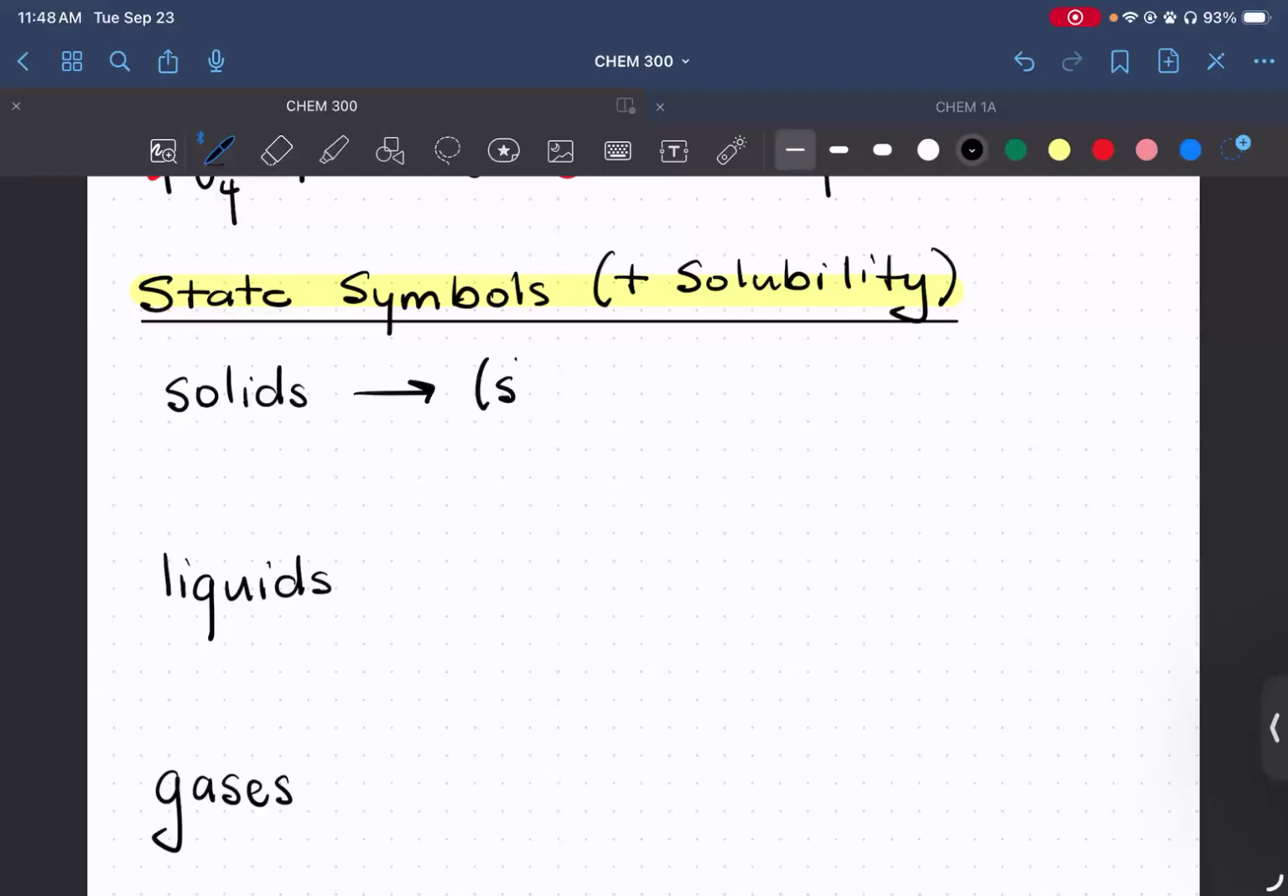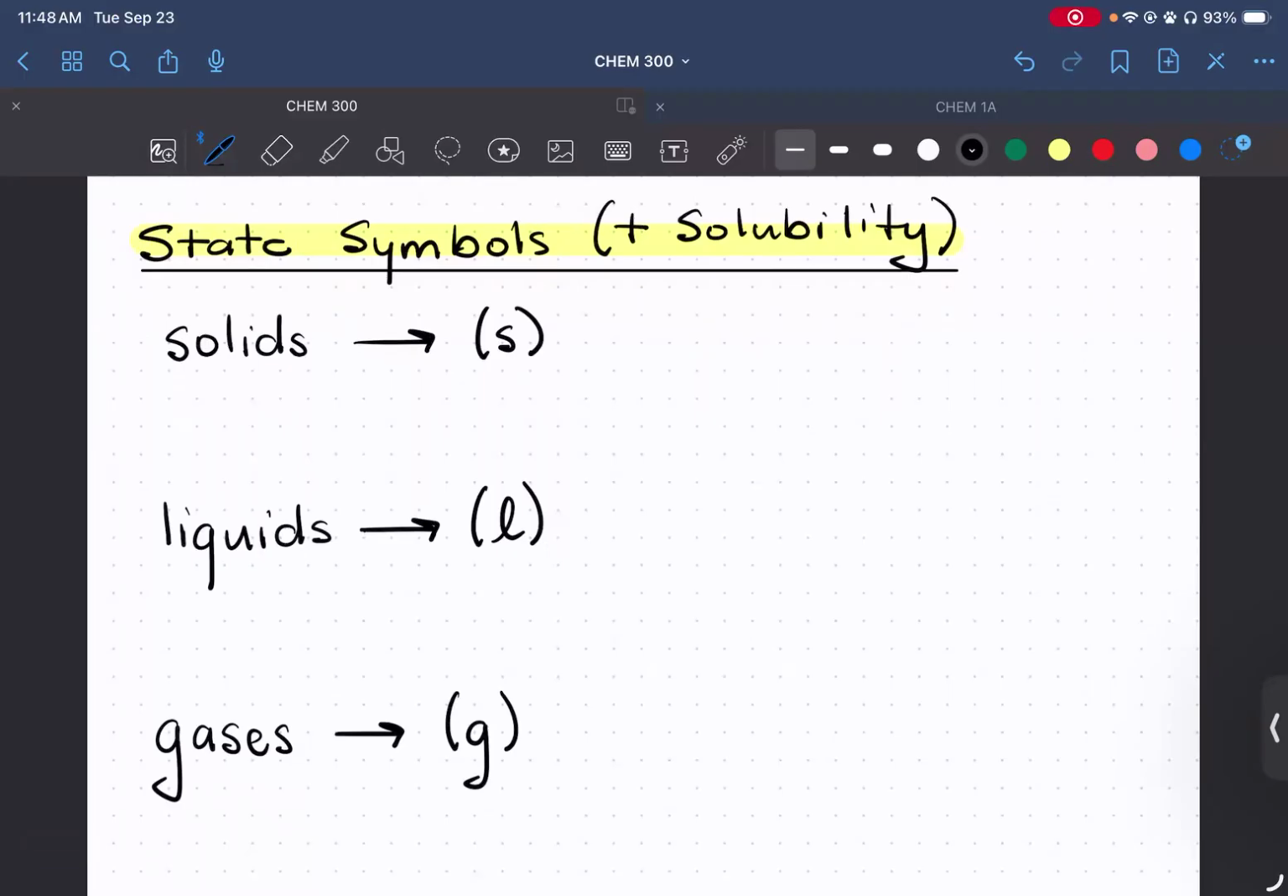Solids have the symbol (s), S for solid. Liquids have the symbol (l), L for liquid. And gases, to no one's surprise, is (g), G is for gas.